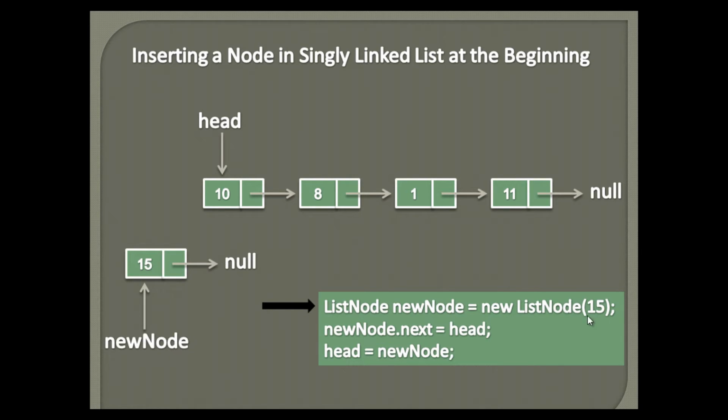Step 1 creates a new node having data as 15, and next pointing to null. Moving further. In order to insert the new node at the beginning, that is just before the head node, update the next pointer of the new node to point to the head.